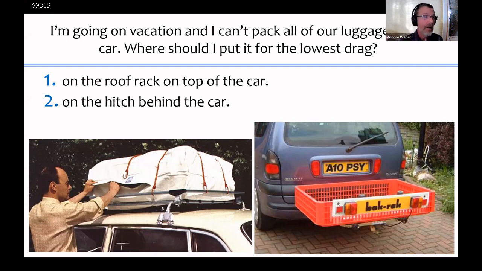Whereas putting it on top of the car, not only do you make the streamlines get closer together at the points of separation, but you also make the area of the wake bigger. You increase the size of the wake, and the force of drag is equal to the pressure related to the difference in pressure in the wake times the area of the wake. So you are right, put it on the hitch behind the car. Thank you, good job.